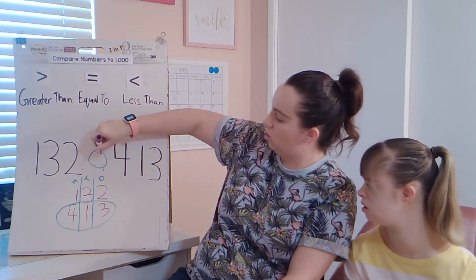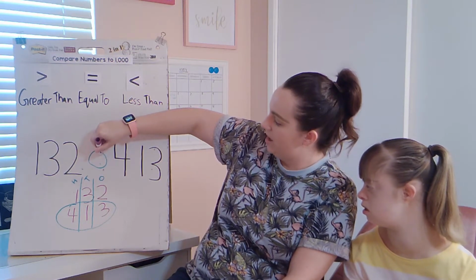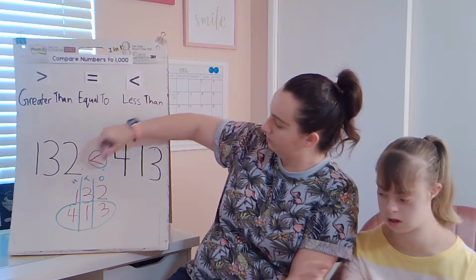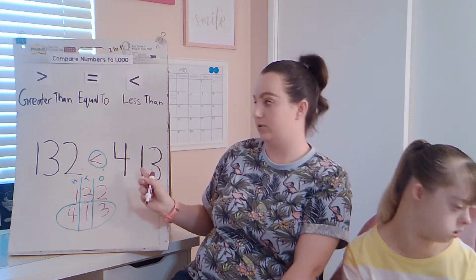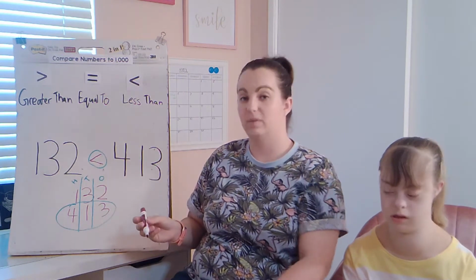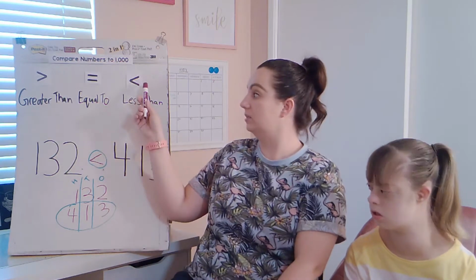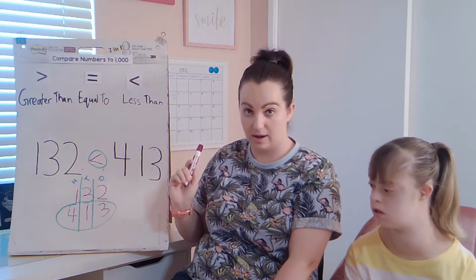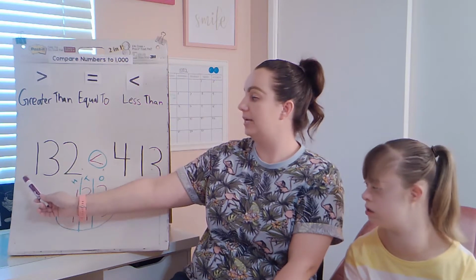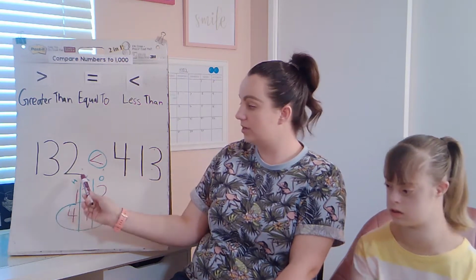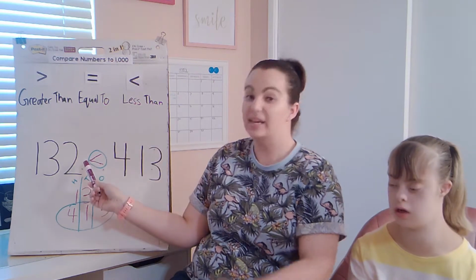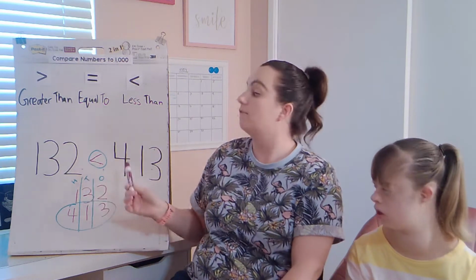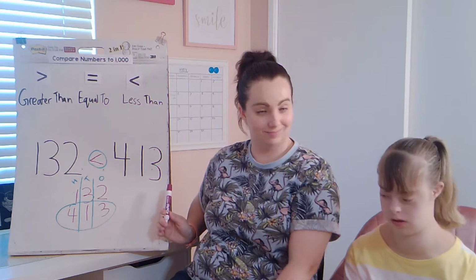I start with the open mouth right there, and then boop, make sure I'm using the sign that opens to the bigger number. And so then, if I was reading it correctly, that would be the less than sign. That means I'd read it as 132 is less than, meaning it's smaller than, 413. That would be correct.